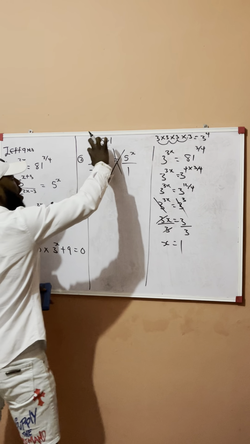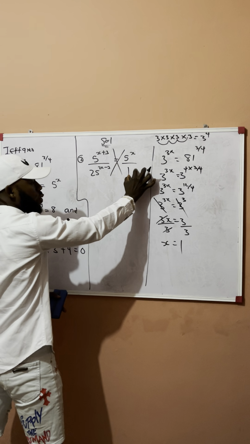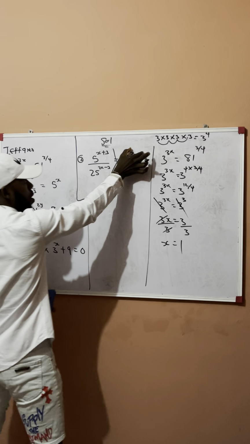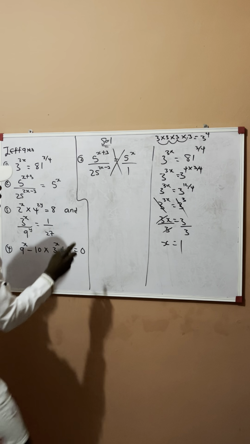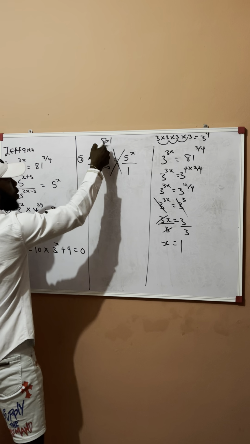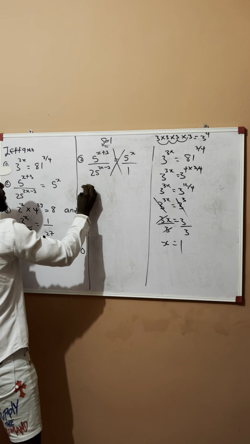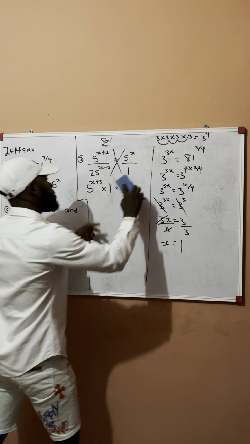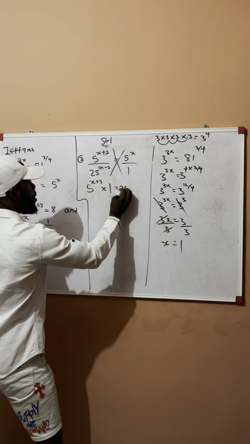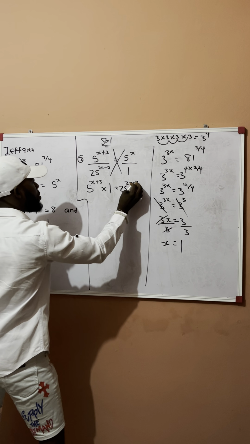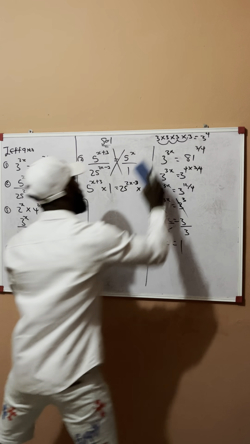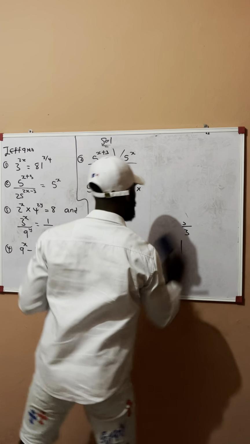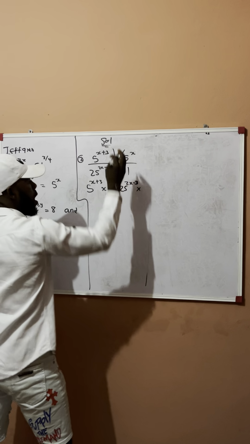Now, when I cross multiply, the one on top here multiplies the one down, and the one at the denominator multiplies the one at the numerator. So it means we're going to have 5 raised to the power of x plus 3 times 1 equal to 25 raised to the power of 2x minus 3 times, now what do we have as a numerator here? 5 raised to the power of x.